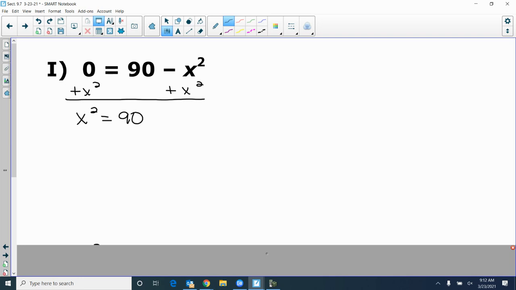Okay. So if you just add x squared, now Colin said, can I subtract 90 and divide by -1? Yeah, you can do that. But this is going to be a little bit easier. X squared equals 90, so x equals plus or minus the square root of 90. And that's going to be plus or minus, don't tell me. Square root of 90. 9.49.